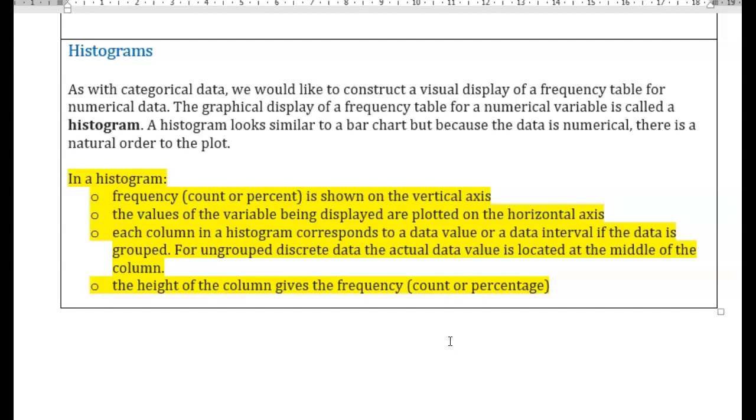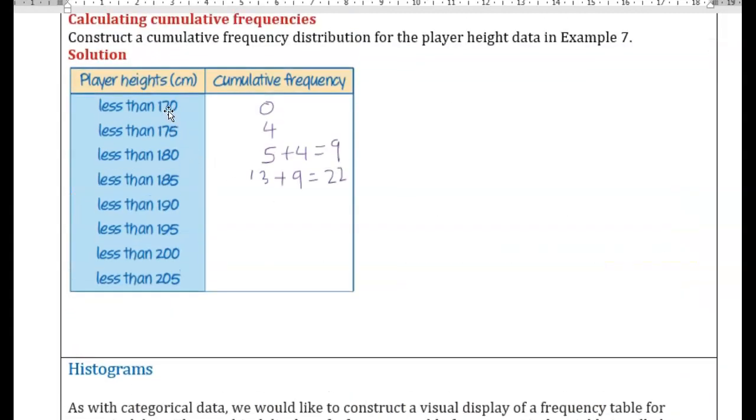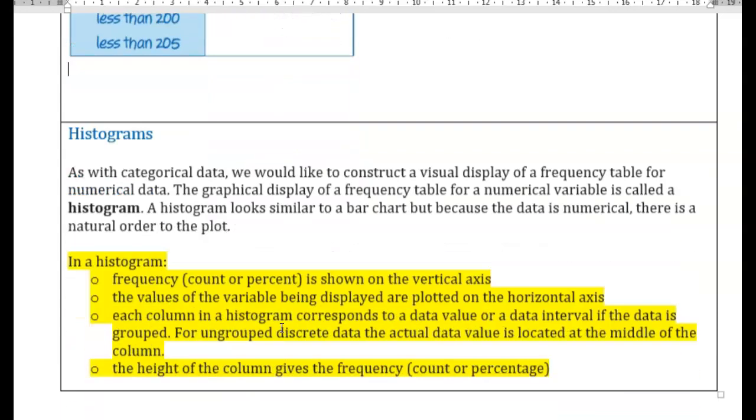A histogram looks similar to a bar chart, but because the data is numerical, there is a natural order to the plot. Okay, so that just means if we're doing the heights before, we would start at 170 and would go up to 205, and there's an order. We're not going to have these in a random order. That would just be weird.